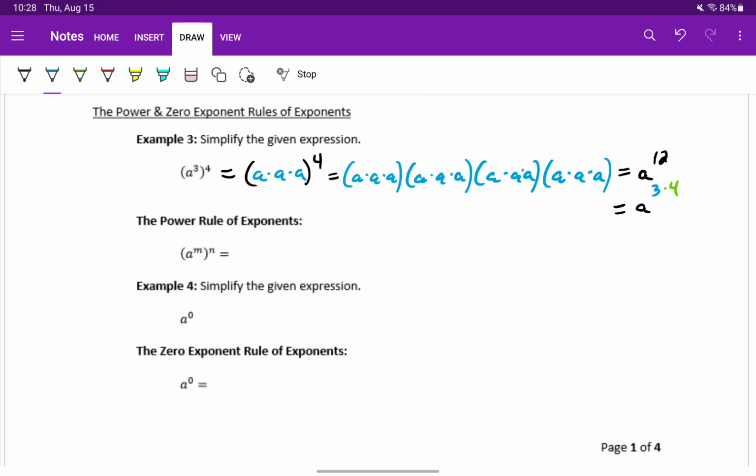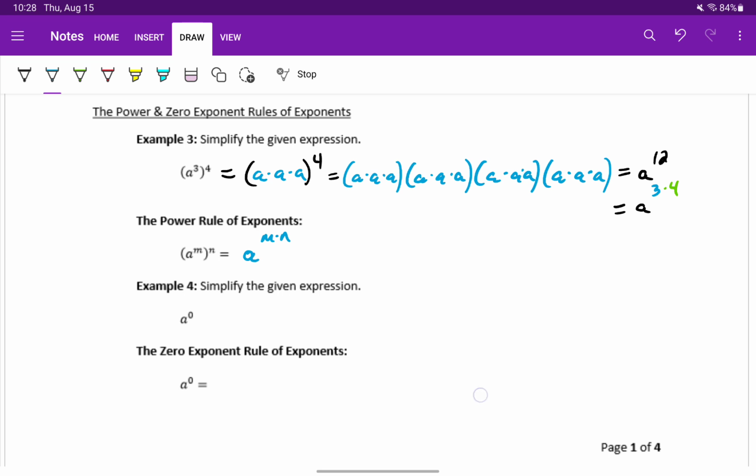So generalizing that pattern, anytime we have a to the m, so an exponential expression raised to another exponent, we can simplify or combine that by rewriting it as a to the m times n power.